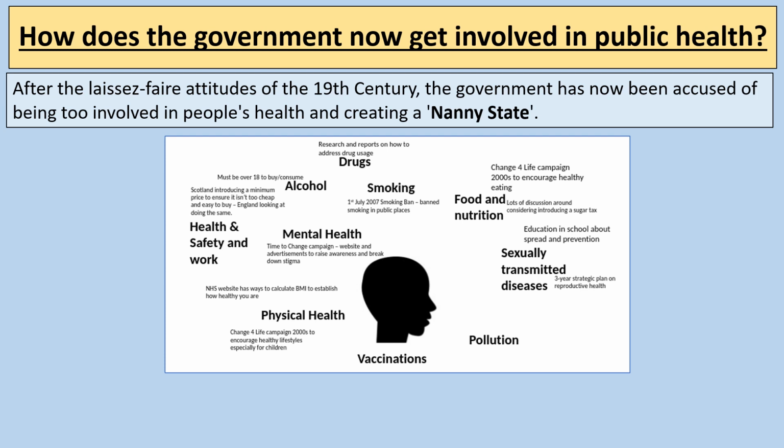You have to be over 18 to buy alcohol. Scotland's introduced a minimum price to ensure it's not too cheap to buy alcohol. There is research and reports on how to address drug usage. We talked about education in school about the spread and prevention of sexually transmitted diseases, and lots of discussions have taken place about introducing a sugar tax. So we've seen the government's approach change hugely in the 20th century, and now it's accused of being almost too involved in people's health, the idea of a nanny state rather than a laissez-faire attitude.